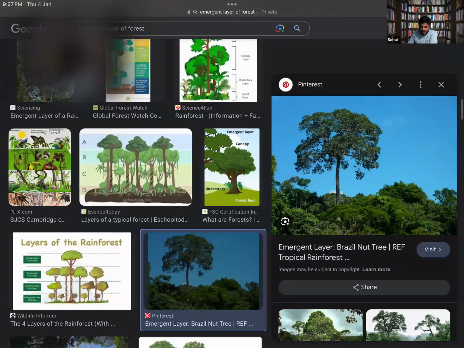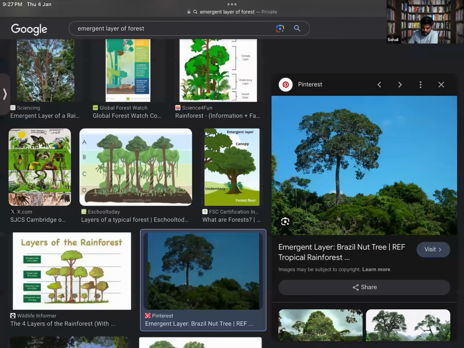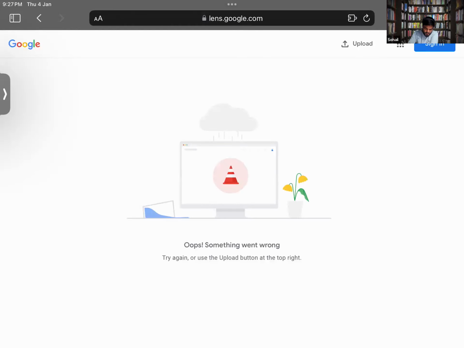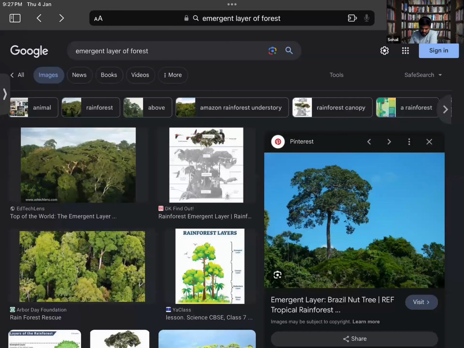Yes. Look at this image over here. Look at this tree over here. Look at the height of this tree. Is it visible? So this is actually the emergent layer of the forest I'm talking about. It has height greater than all the others, and these trees are few in number.